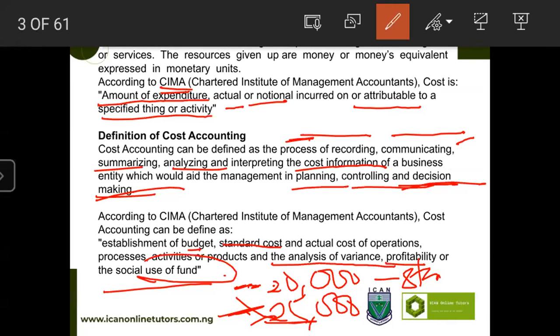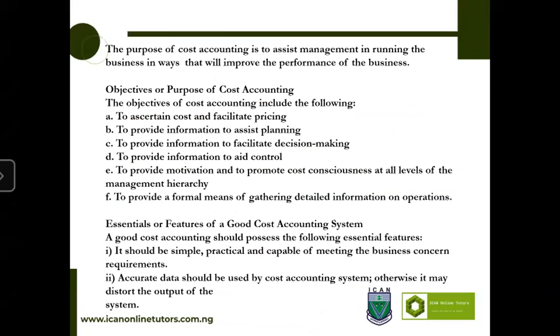And everything will be the use of fund. Where money is not involved, your cost accounting is not perfect. That's why they said it is the establishment of budgets. The budget can be standard and the actual cost of the operation or the processes of a business and the analysis of the variances therein in order to determine the profitability of the company and for the use of funds. I hope that is clear.